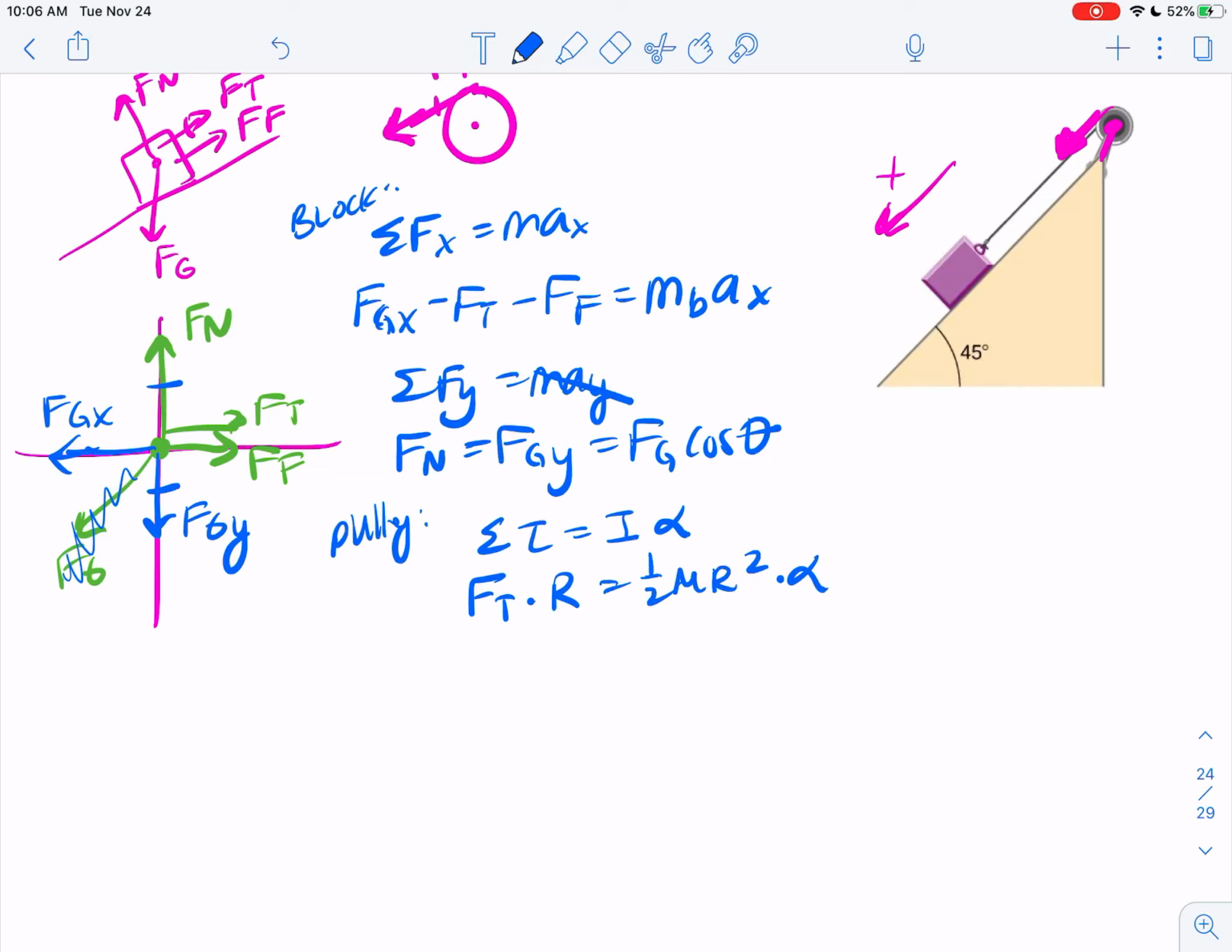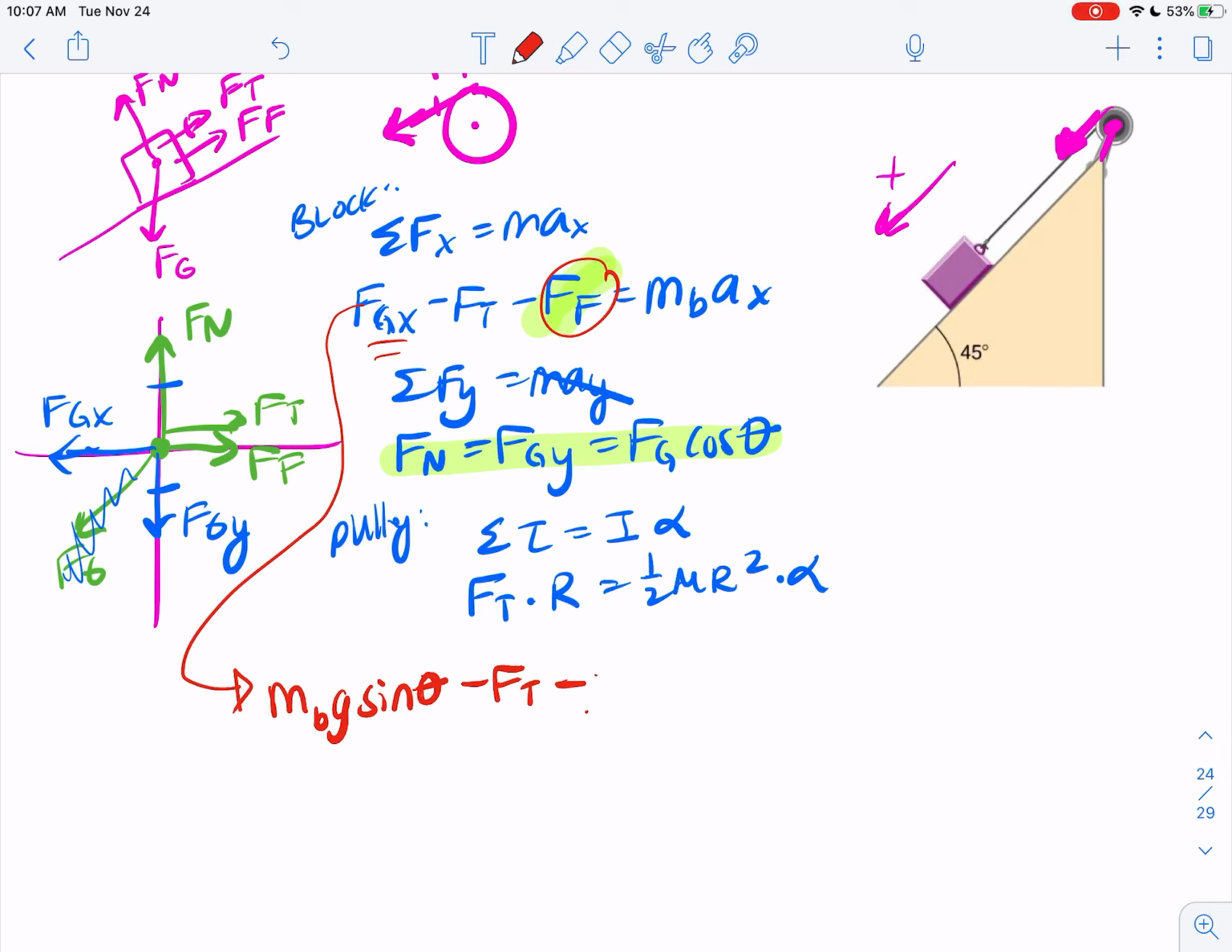I don't know the tension, I don't know the acceleration, and I kind of don't know the friction, but I can get that using this. So I think I just want to rewrite this first. This is going to be m block g sine theta. Hopefully that inclined plane thing should be easy by now. If not, you need to go back and review that, because you should be able to do that quickly. Minus Ft, minus Ff, which is just mu times the normal force, which is mg cos theta, and that's going to equal mass of the block times ax.